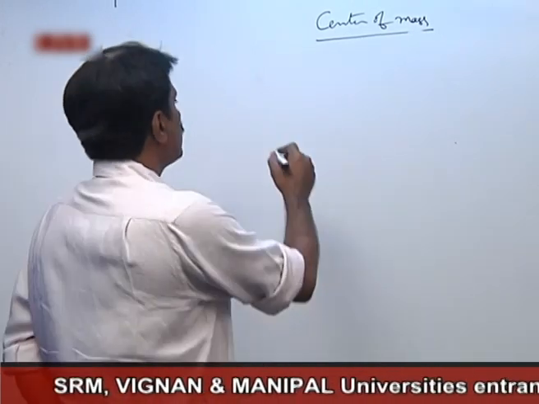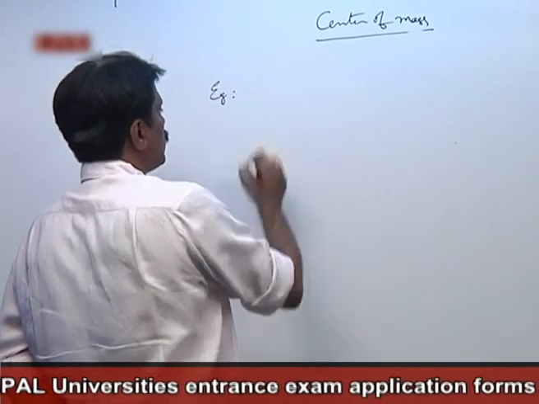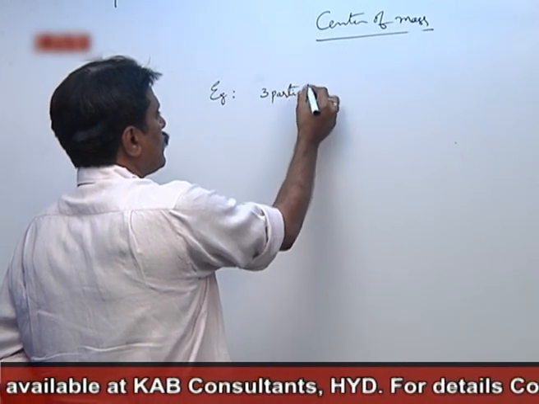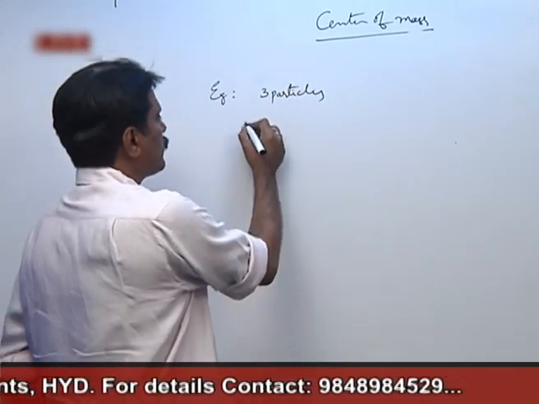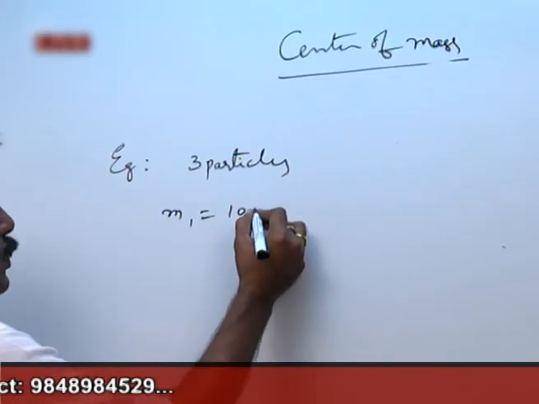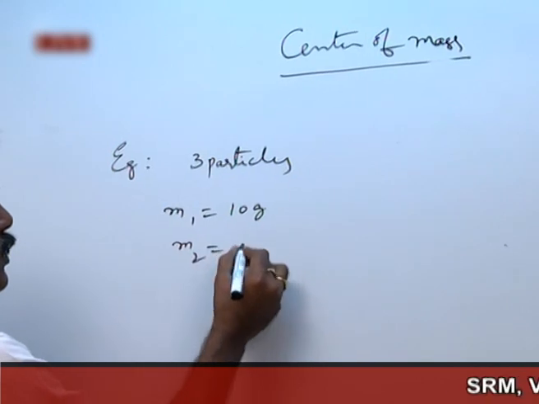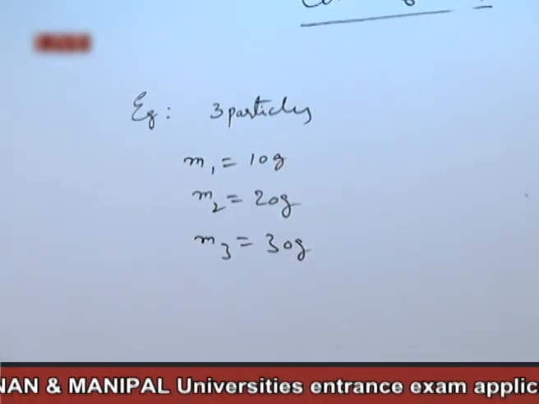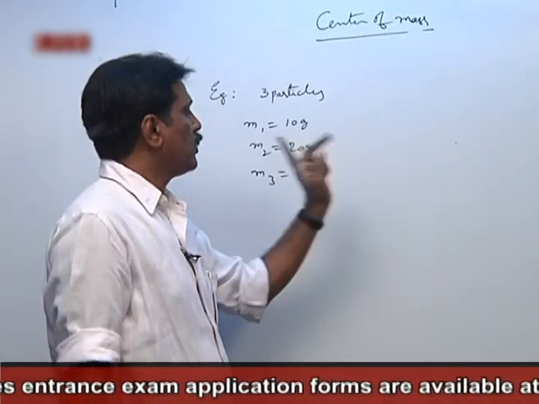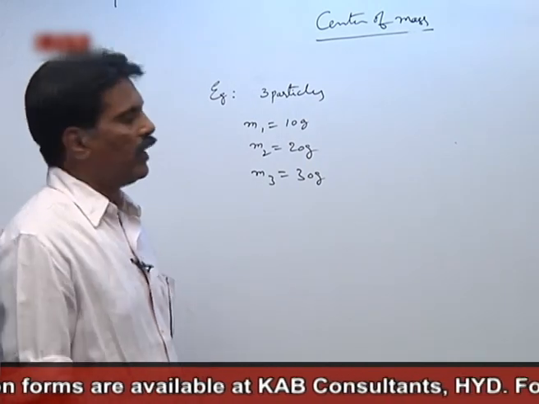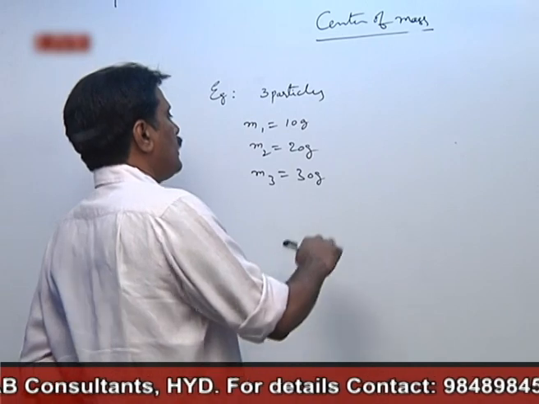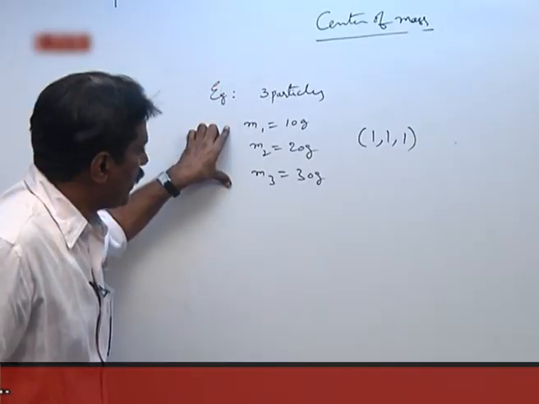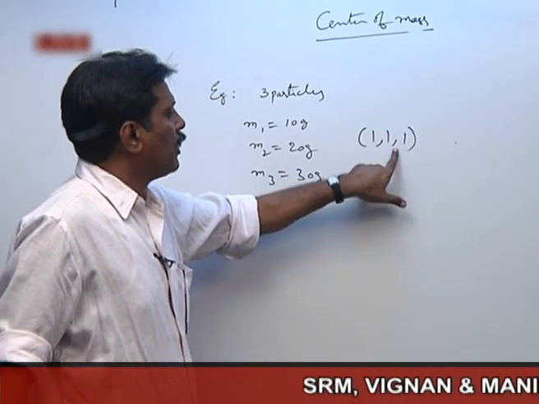Now let us do an example relating to this. There are three particles of masses M1 is equal to 10 grams, M2 is equal to 20 grams, M3 is equal to 30 grams. These three particles have center of mass at 1, 1, 1. The coordinates of the center of mass of these three particles are given as 1, 1, 1.